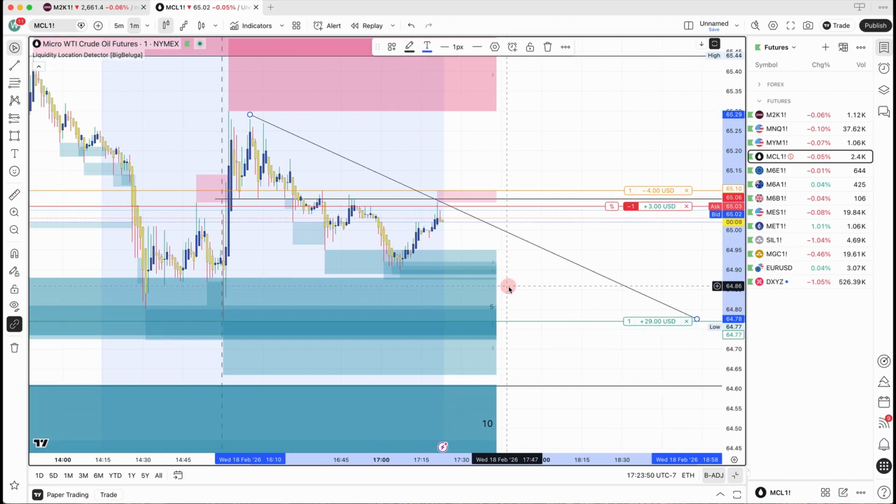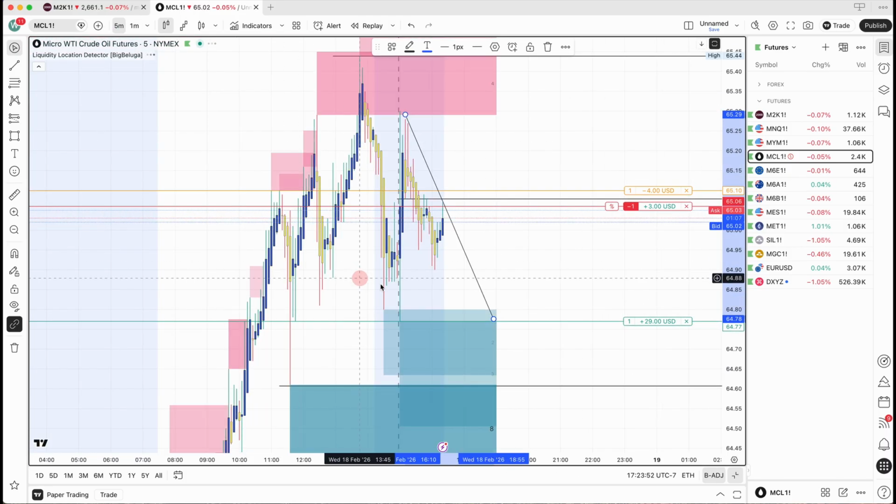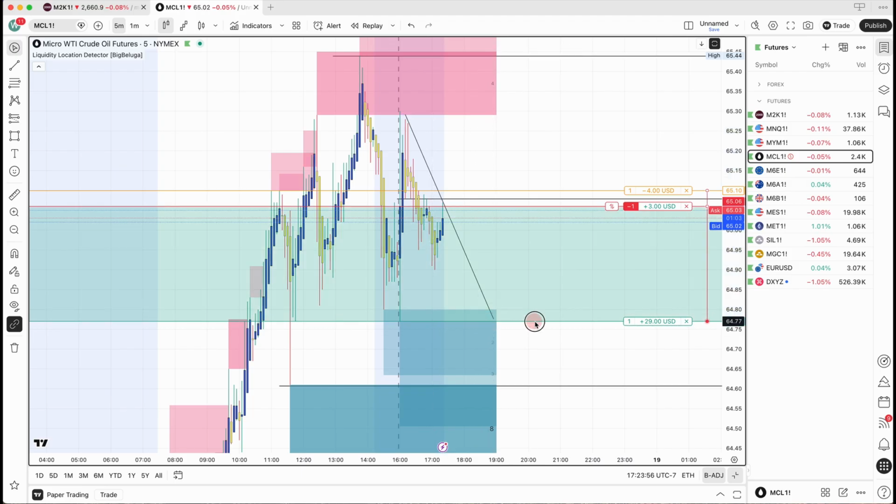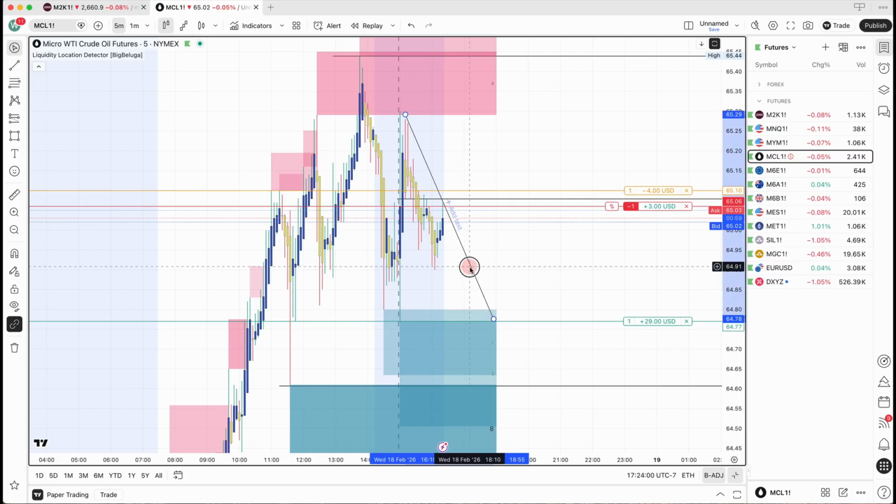Let's look at the 5-minute chart, see if that's viable. Yeah, not bad. Could happen. We might get stopped out. I don't know.